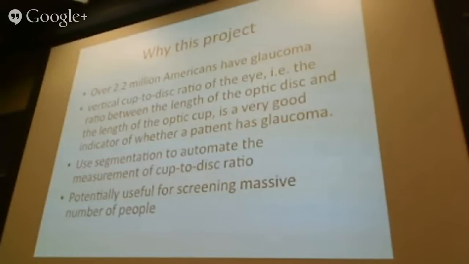In the US, 2.2 million Americans suffer from glaucoma. And the vertical cup-to-disc ratio of your eye is one of the best indicators of whether you have glaucoma or not. It's the first thing that your ophthalmologist looks at when you go into his office, and if he wants to diagnose glaucoma, he looks at the cup-to-disc ratio.